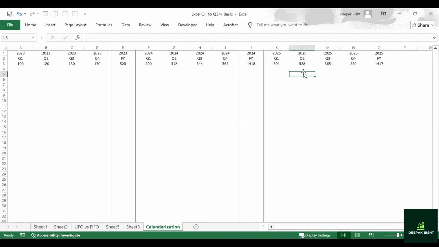If I am in quarter number two, with the most recent fiscal year, I will add this number and this number, and I will subtract this number. Now look at the formula. In the most recent year, I will subtract 200 out of it and I will add 304. So this will give me 1522. This is basically 12 months. And if you look at the sum, it's 1522.